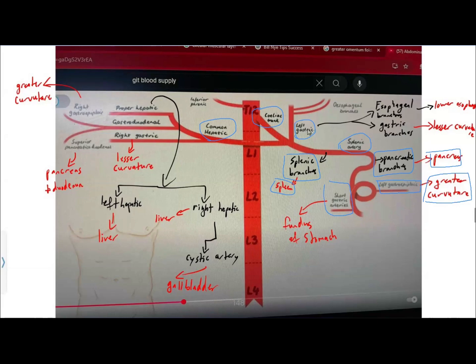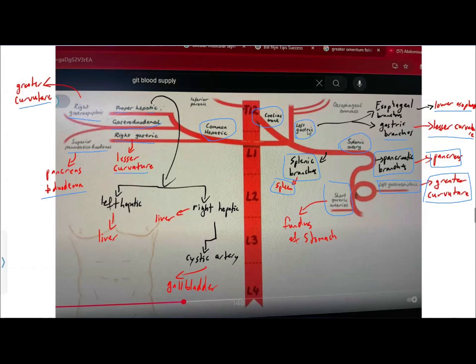Now, the left gastric will give the esophageal branches, which will go to the lower esophagus. It will give gastric branches, which will go to the lesser curvature. For the common hepatic, it's going to give off the gastroduodenal branch, which will give the right gastroepiploic, which goes to the greater curvature, and the superior pancreaticoduodenal, which will go to the pancreas and duodenum. It will give the right gastric, which will go to the lesser curvature.